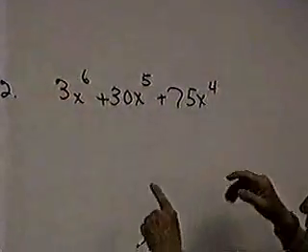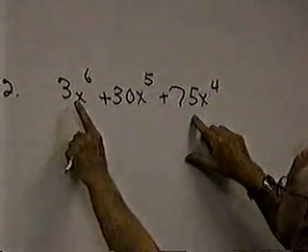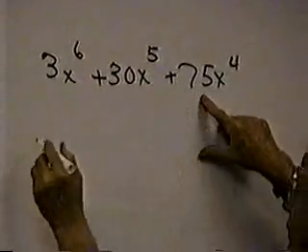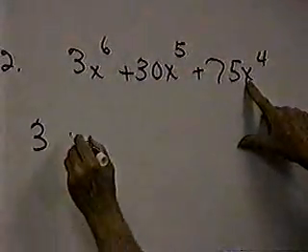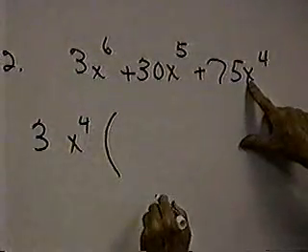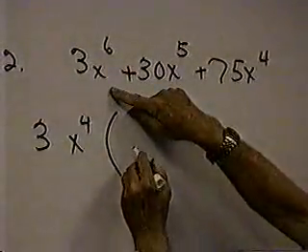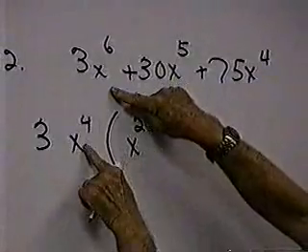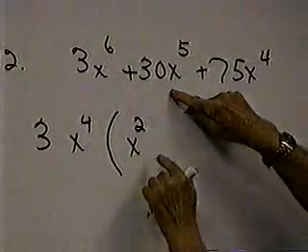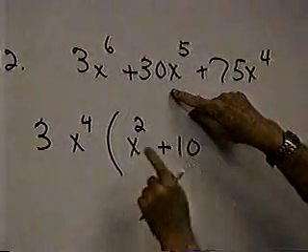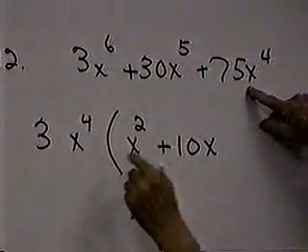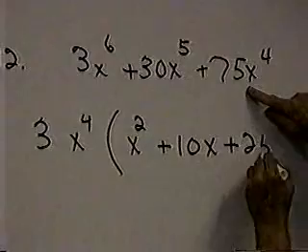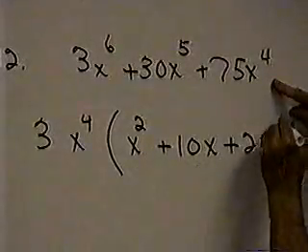Okay, first thing is common factor. Common factor has 3. See, 3 will go in everything. And x to the lowest power. So 3 will divide in 3 one time, and x will divide in that x squared. 3 will go into 30 10 times, and x to the 4th into that will be x. And 3 will go into 75 25 times, and x to the 4th and x to the 4th is 1.